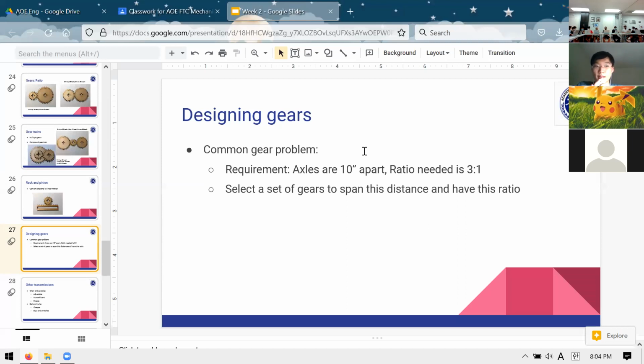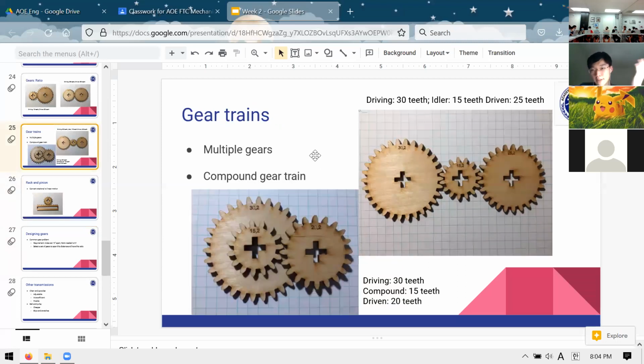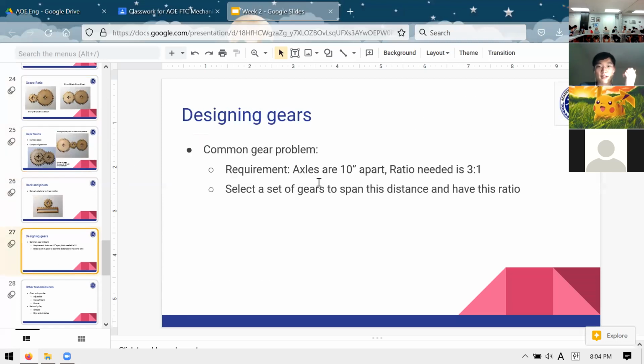But if you're trying to get an idea of what kind of problems you would be solving with this kind of information, maybe when you're designing your robot, you know that the motor has to be mounted at a certain point on the robot, and you know that the axles are going to be somewhere else, and you know the distance between these 2 points. Well, then you have kind of a gear design problem where you need to span a certain distance, you need a certain ratio, and it's up to you to make a gearbox, right?